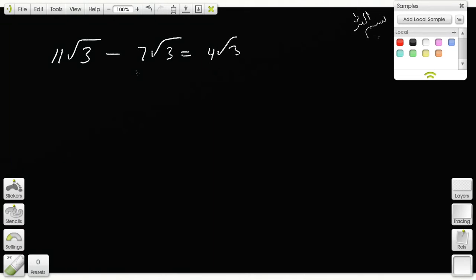4 square root of 3. It's like 11x minus 7. You understand that? Okay. So, how about subtracting? How about multiplying?